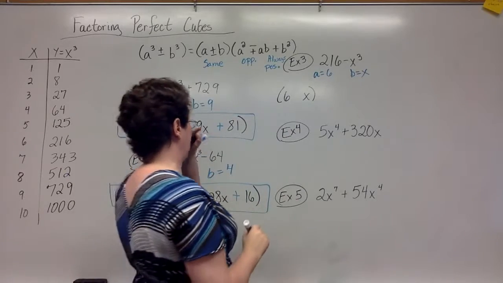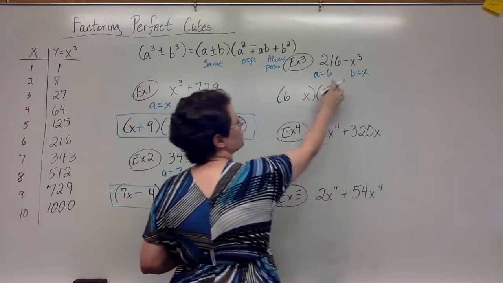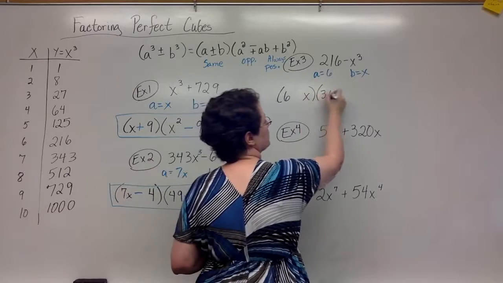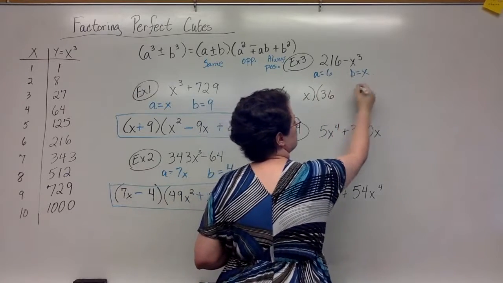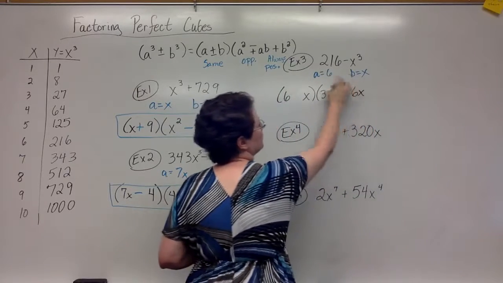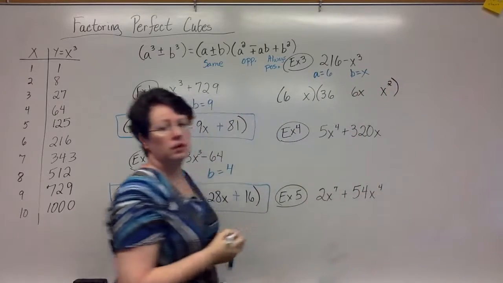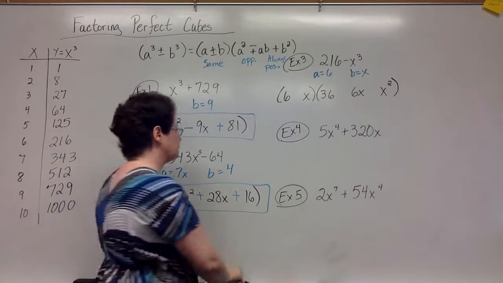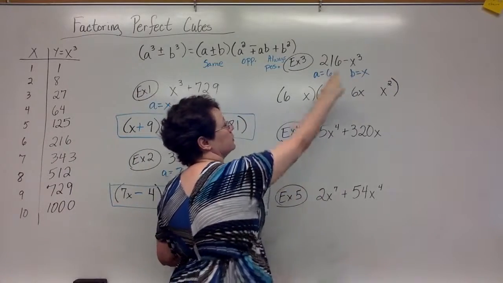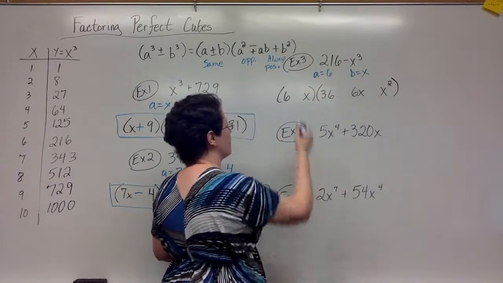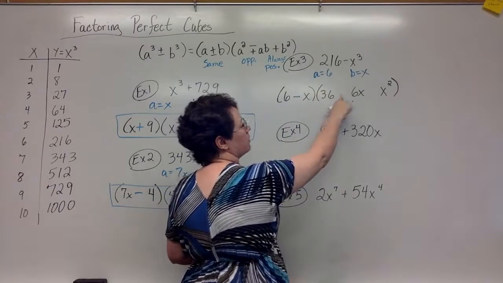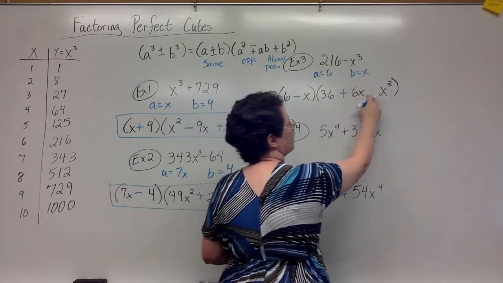All right? Then we do A squared, so I need 6 squared, 36. A times B, 6x. B squared, x squared. Okay? Now do the signs. Same sign. What's the same as the problem? Negative. Opposite sign. Always positive.